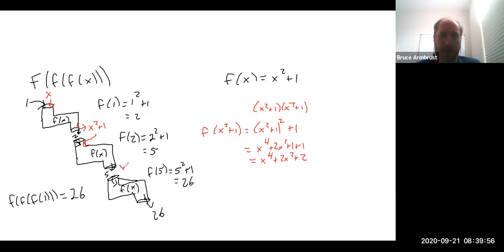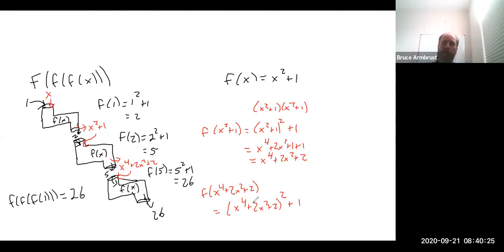Well, that then is what we've got right here. That's what came out of the second function. And now we're going to drop it in one more time. So we're going to do f of x to the fourth plus 2x squared plus 2. And the rule says take that thing that we're plugging in, square it, add 1, and then you would just do your algebra on this. Again, you'd have to multiply it out. But that would then be f of f of f of x.